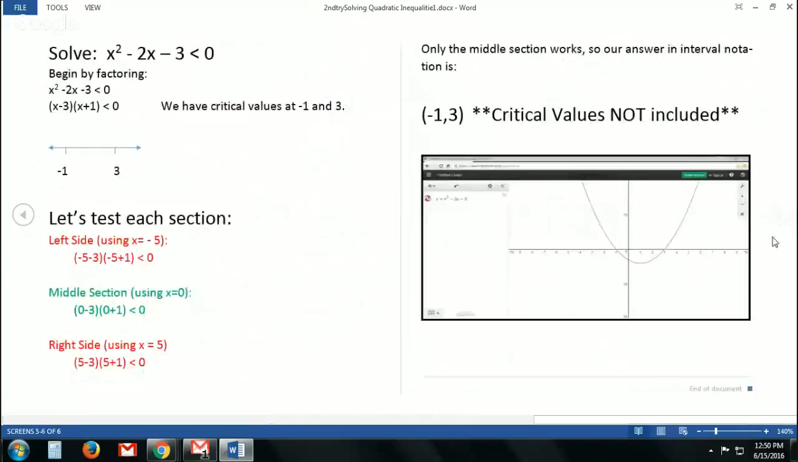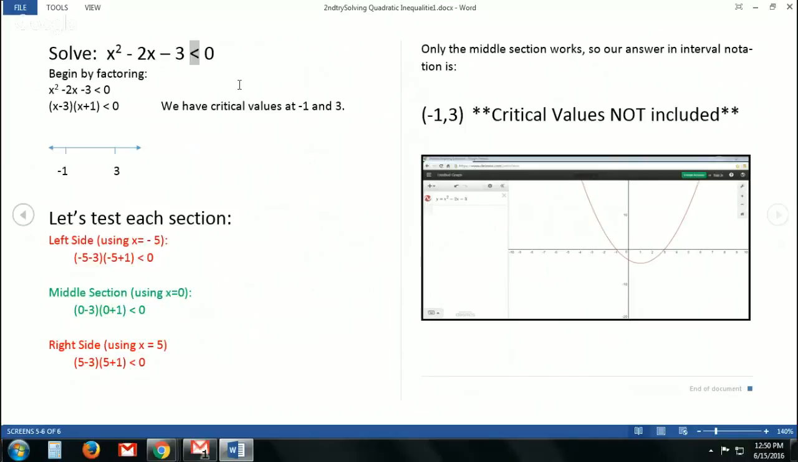Let's try another one. This time, let's solve x squared minus 2x minus 3 is strictly less than 0. So this time our critical values are not going to be included since it says strictly less than.